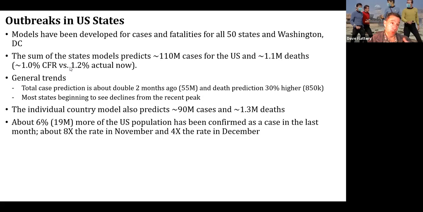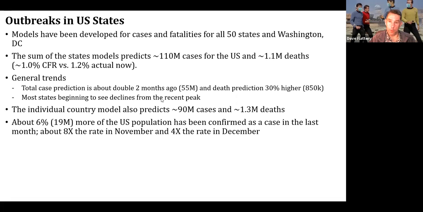If you just take the total cases and the total fatalities, it's about 1.2%, which is lower than it was in December. So in general trends, the case prediction is about double where it was in early December, but the death prediction is only about 30% higher. It was 850,000 the last time in early December. Now it's 1.1 million. So it's a significantly smaller increase in predicted fatalities than in predicted cases.